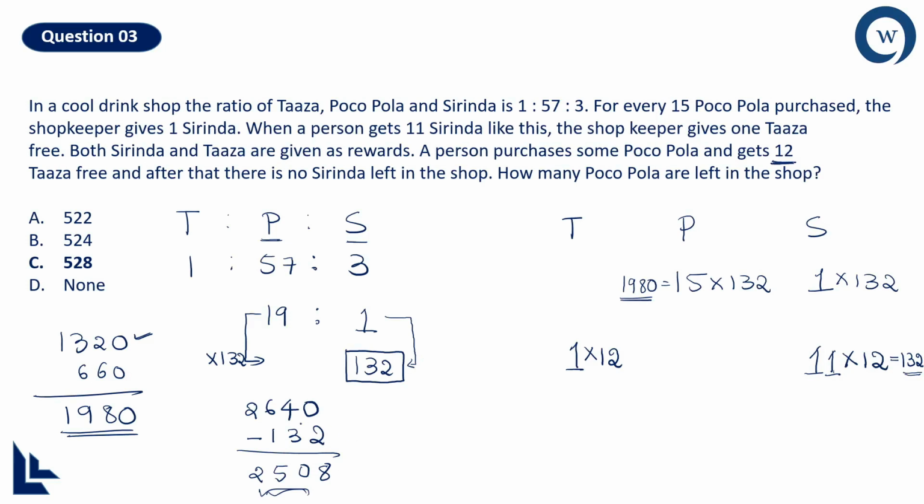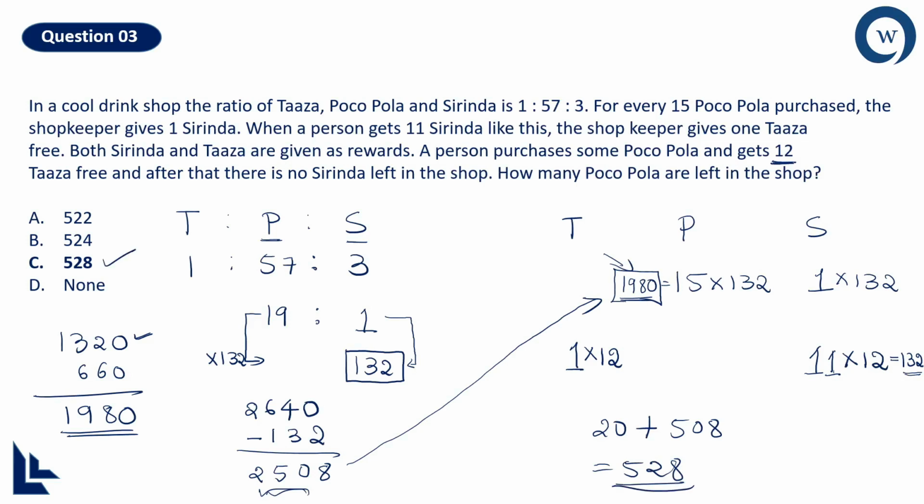This means there were a total of 2508 Coca-Colas in the shop, and how many Coca-Colas are sold? 1980, and the difference between these two should be considered. That is the number of Coca-Cola left in the shop. What is the difference? Again, don't subtract. You can complete the number by considering the minimum value. 1980, convert this into 2000, you will get 20 extra, and from 2000 to 2508, 508 extra is there. So the total number of Coca-Cola left in the shop is 528. I hope this question is clear to all of you.